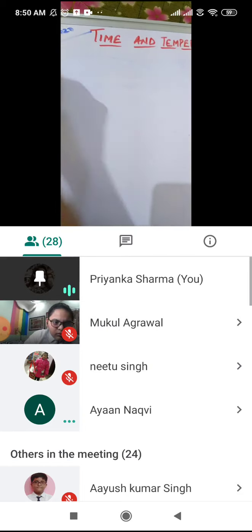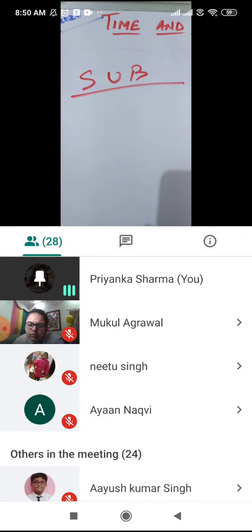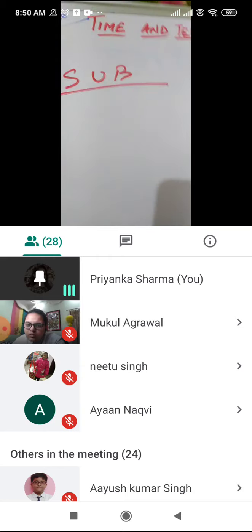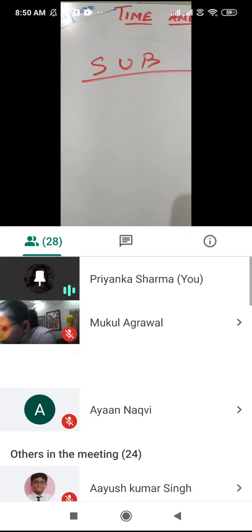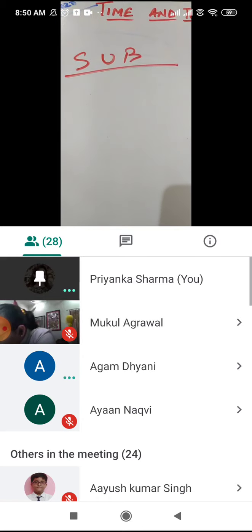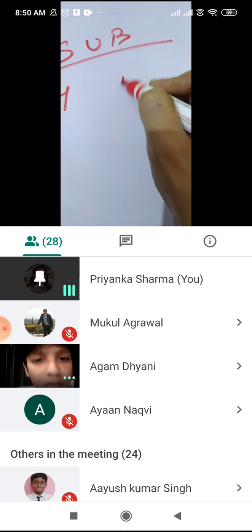Then we are going to do subtraction. After addition, we will do subtraction. In subtraction also, till the number is less than 60, everything is okay. But if the number is more than 60, we use one rule. For example, hour and minute.